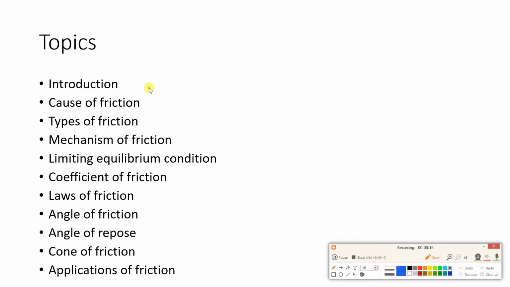The topics are introduction to friction, causes of friction, types of friction, mechanism, limiting equilibrium condition, coefficient of friction, laws of friction, angle of friction, angle of repose, cone of friction, and application of friction. After that, we will be solving numericals on friction.